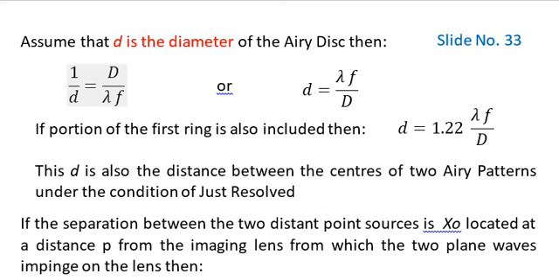This small d is actually the diameter of the disk of the Airy pattern. Capital D is the diameter of the lens, and lambda f is the scaling factor due to the optical system. So capital D divided by the scaling factor is equal to 1 over d, and from here you can get the value of d, which is equal to lambda f over capital D.